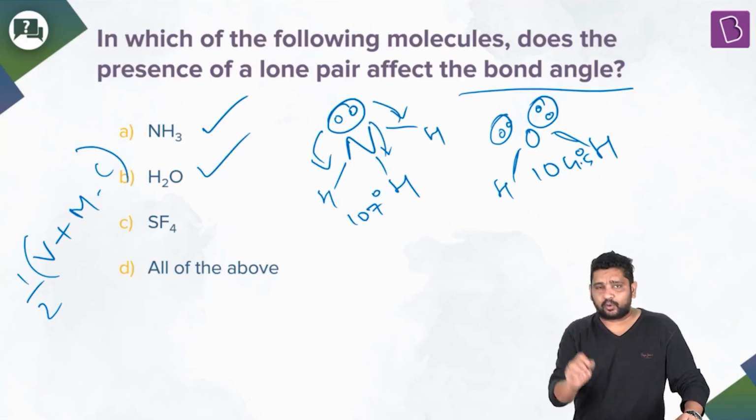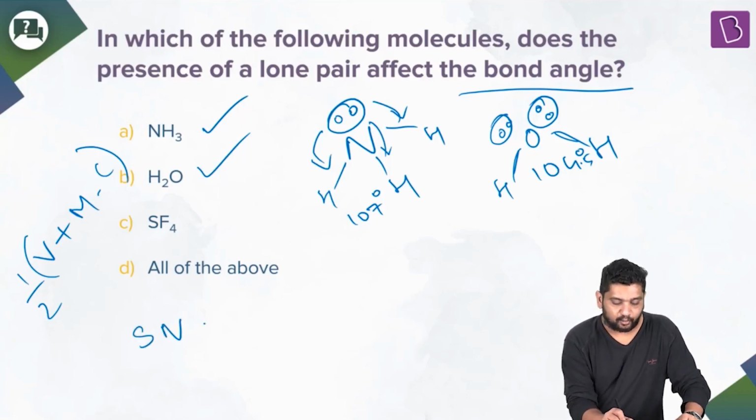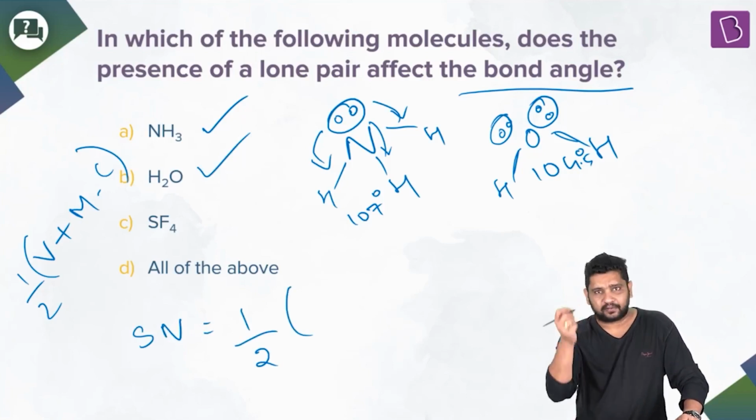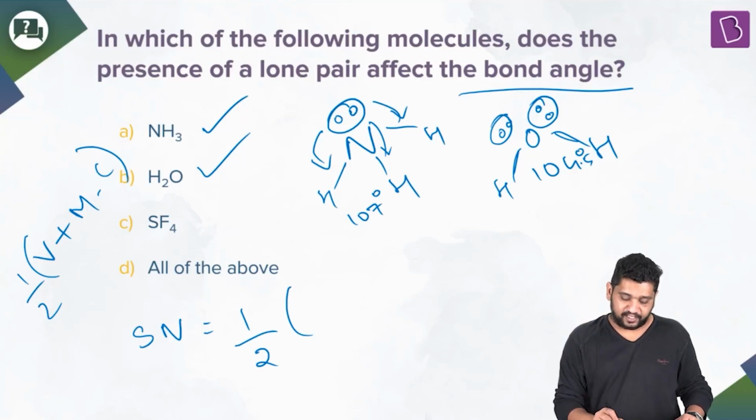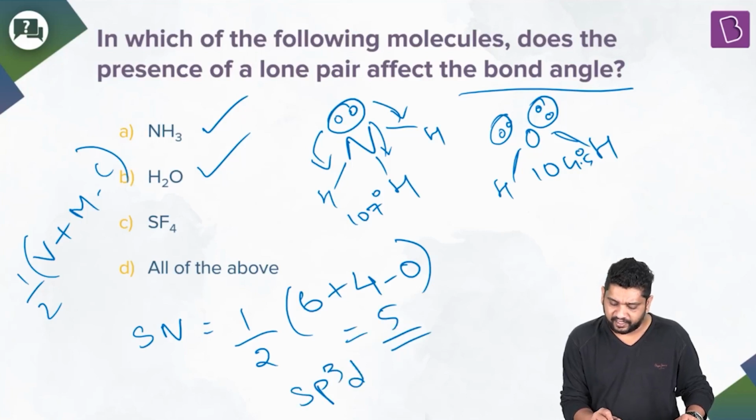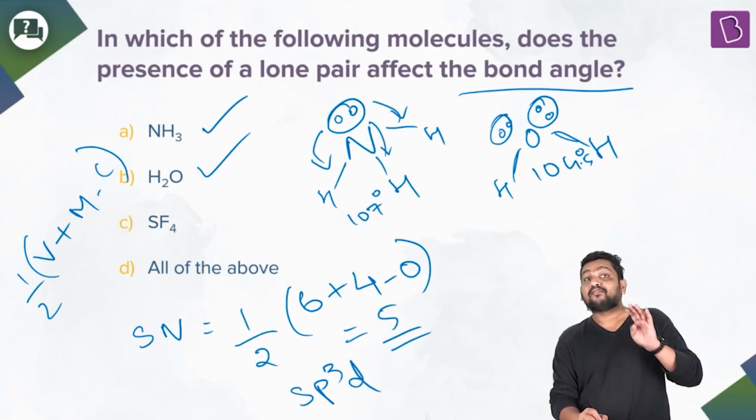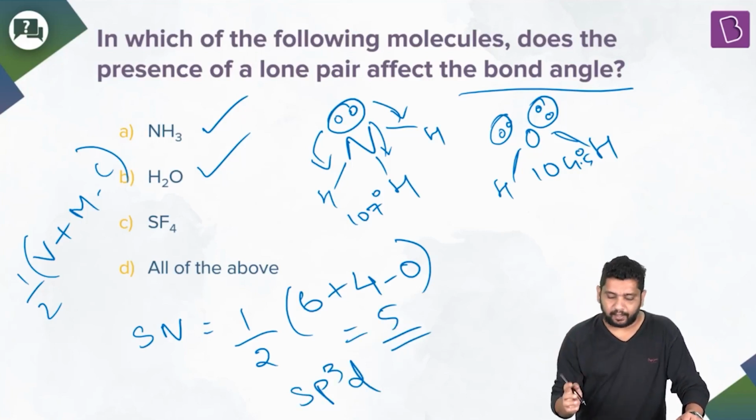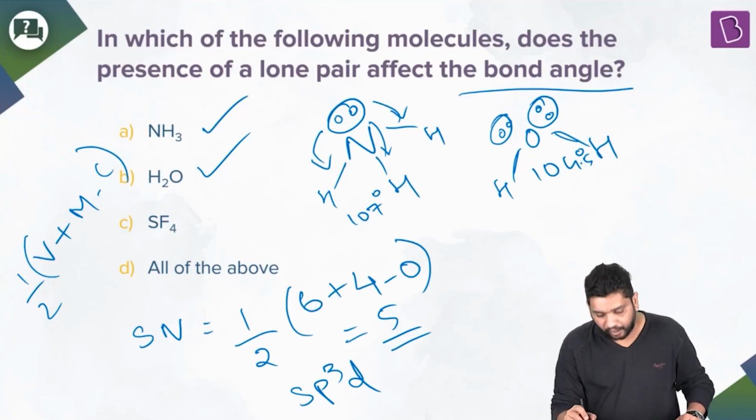In SF4, let's go via steric number. SF4, half of sulfur is 6th, oxygen family. So you have 6 electrons, 16th group, plus 6 valence shell electrons plus monovalent atoms. 4 fluorine atoms are monovalent. There is no charge. So you can see that the steric number is 5, which means it is sp3d. It is a trigonal bipyramidal geometry with 1 lone pair and 4 sigma bonds. SF4, right? So each sulfur fluorine, you have 1 sigma bond. So 4 sigma bonds and 1 lone pair.